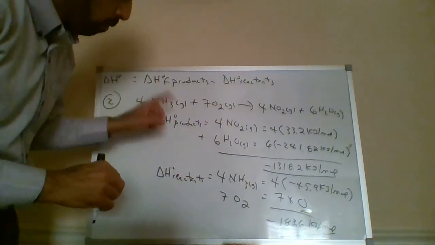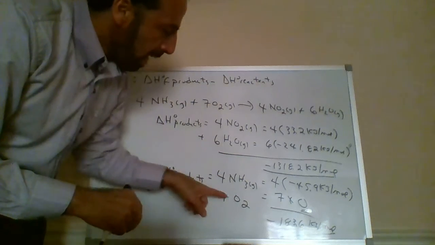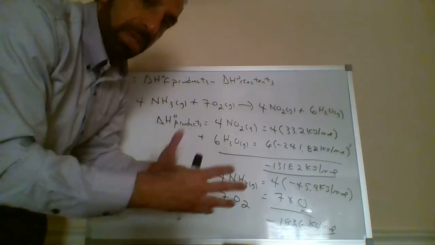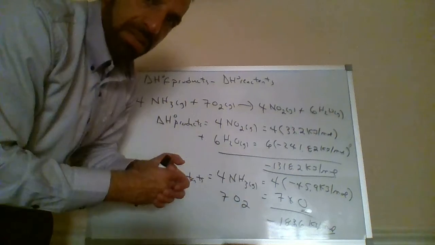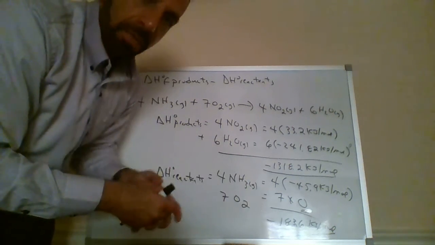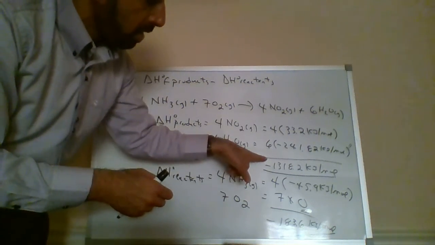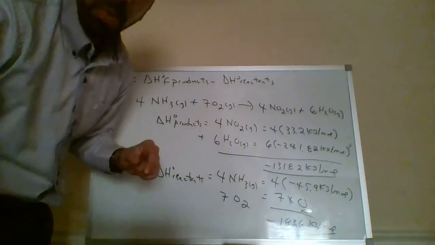My reactants, I got 4 ammonias, so 4 times negative 45.9. Now remember, oxygen is in a standard state, so it's going to be 0. So if they don't give it to you, or if it's not on a table, it's just going to be 0 because that's going to be in its elemental state. It's going to be negative 183.6 kilojoules per mole. So then now we're going to take this minus the 183.6.